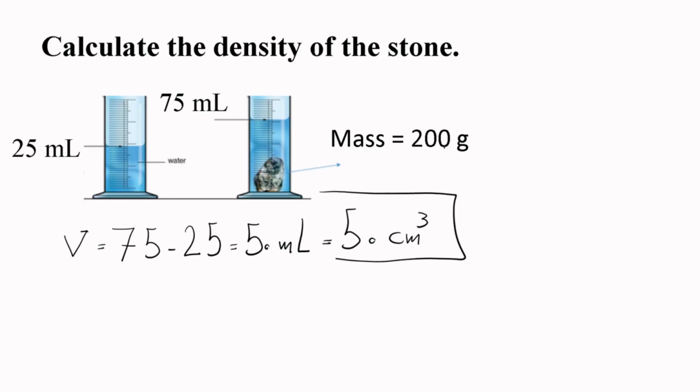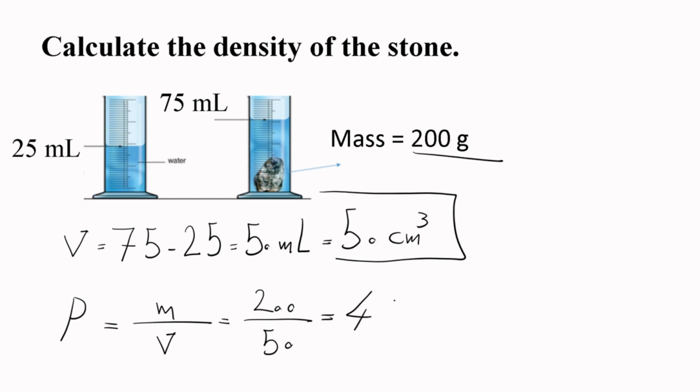So I have the volume and I have the mass. The only thing that I need to do is use the formula rho is equal to m over v. I have m 200 over 50. So the answer is going to be 4. Units are corresponding and I'm going to write gram per cubic centimeter. Really easy.